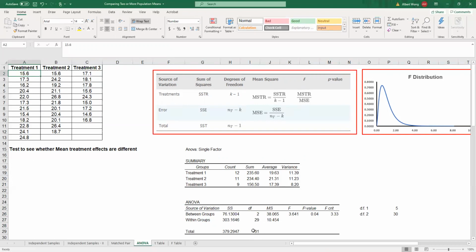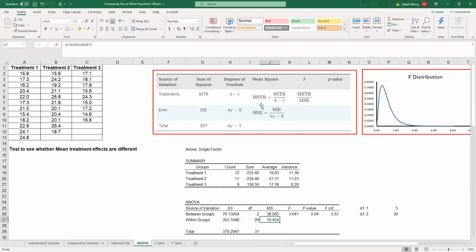The total, of course, is 31. So the total is actually the total sample size minus 1, so 32 minus 1. So these two numbers also add up together. And then you have the mean square. The mean square is basically like a variance calculation, right? You take the sum of squares and divide by this number. So you take 76.13 divided by 2, and you get this number. 303 divided by 29, you get this number, right?